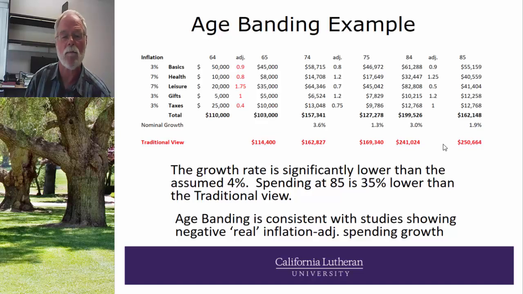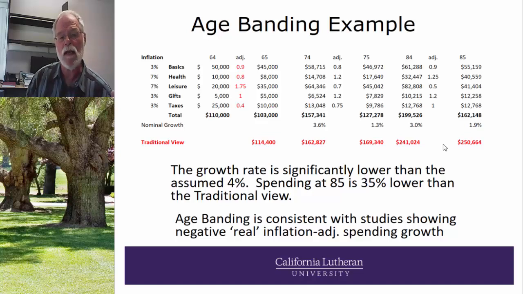But what we also see through this whole process is the total spend down at the bottom. So at age 85, the client can be anticipated to spend $162,000. This is nominal dollars, okay, not inflation adjusted. But using the traditional view, we assume that the client is going to need $250,000. Okay, so we've got spending at 85, which is 35% lower than the traditional view.